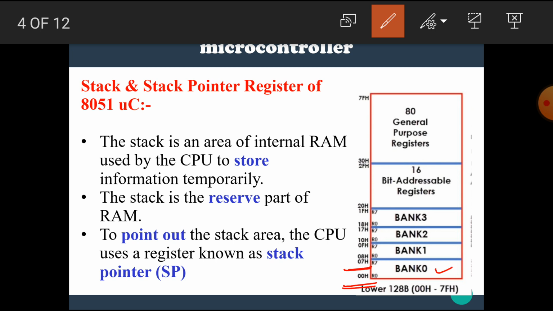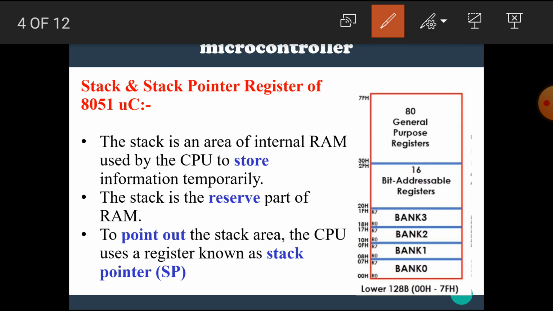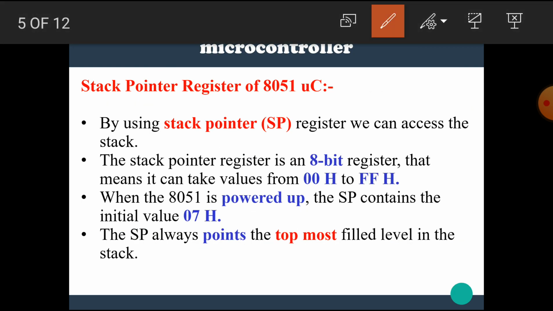Let's see what is meant by stack. The stack is an area of internal RAM used by the CPU to store information temporarily. That means in the internal RAM organization, the stack area is located. The stack is the reserved part of the RAM. To point to the stack area, the CPU uses a register known as the stack pointer register.